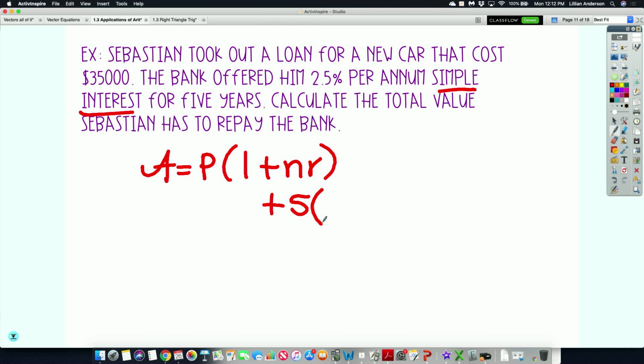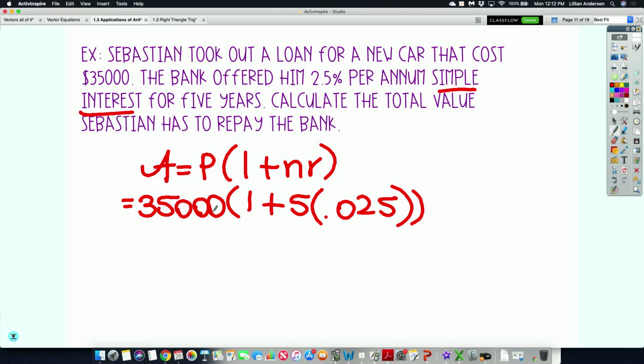2.5%. When you're dealing with it in these formulas, rate is always as a decimal. This is a percentage. So what is it as a decimal? 0.025. Then I have my 1. What's my P? What's my principal? And what does A represent? The total value. So go ahead and figure that out.